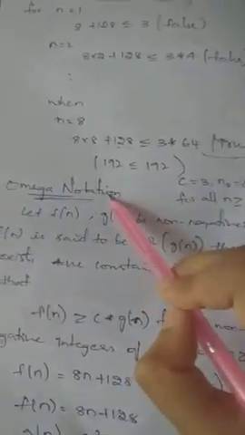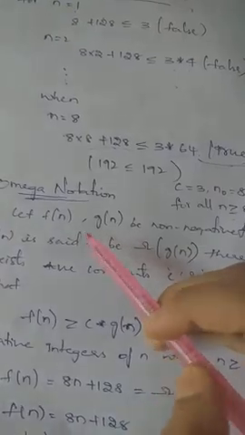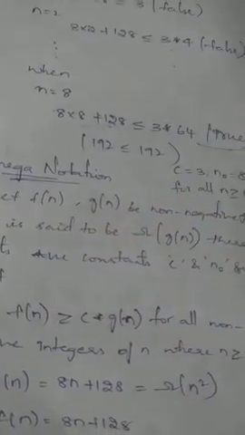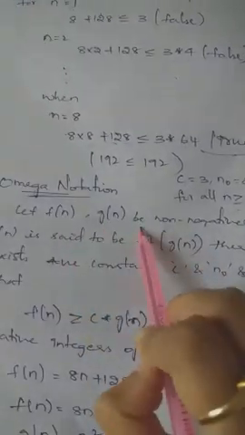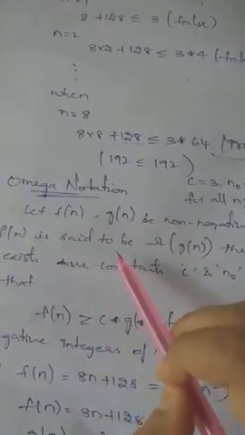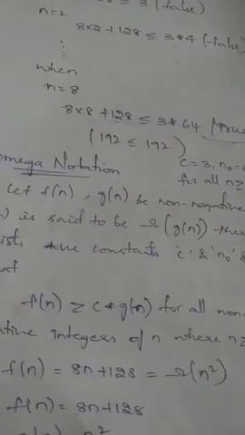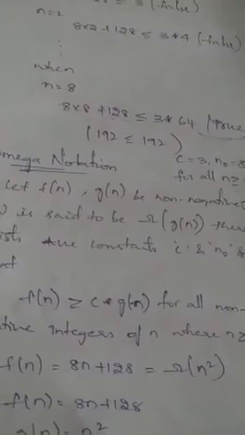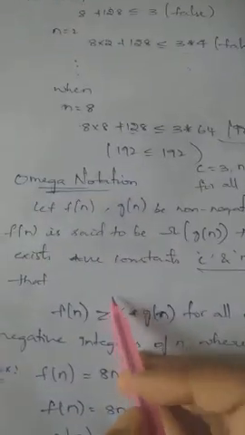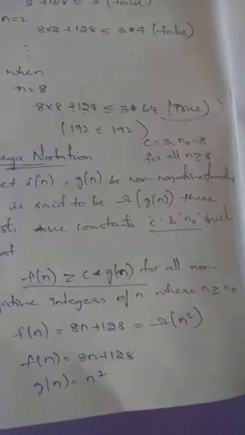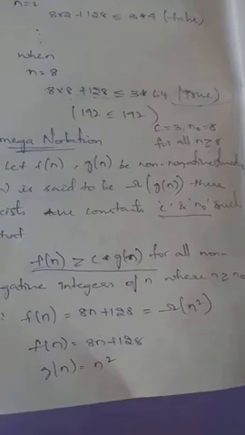Omega notation. Here we consider two non-negative functions, that is f of n and g of n. f of n is said to be omega of g of n when there exist two constants, that is c and n naught, such that f of n is greater than or equals to c into g of n, for all non-negative integers n where n is greater than or equals to n naught.